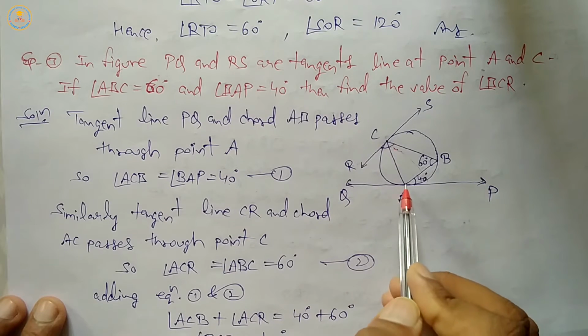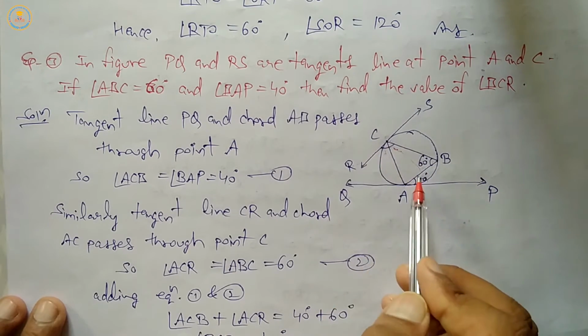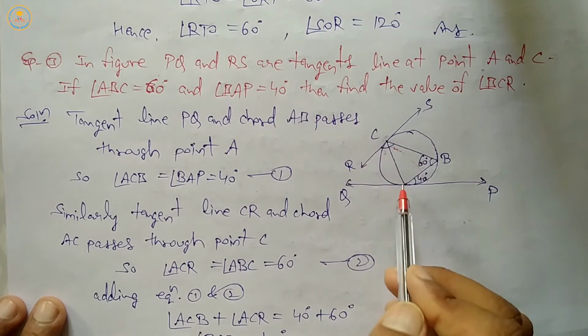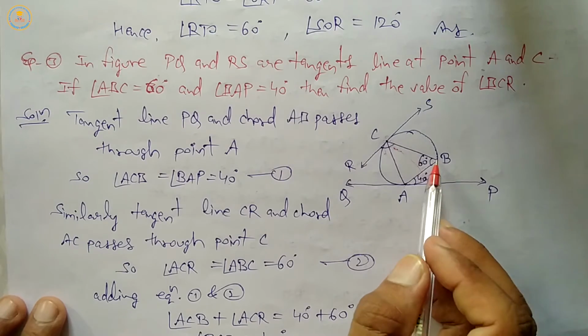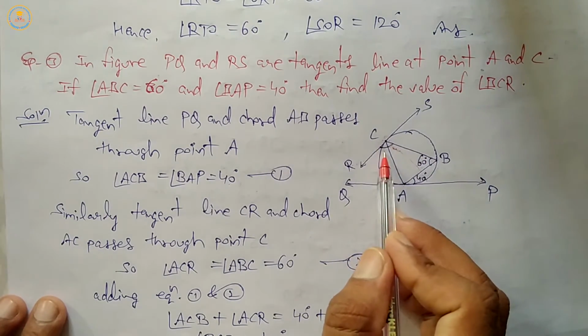ACR equals ABC, which means this one is also an alternate segment angle. So this one is 40 and this one is 60. Now we calculate BCR, which means this complete angle: 40 plus 60, 100 degrees.